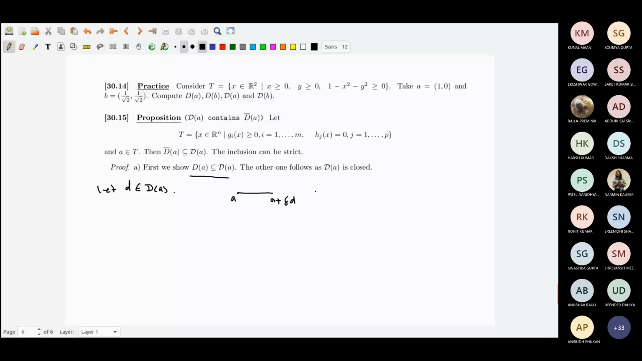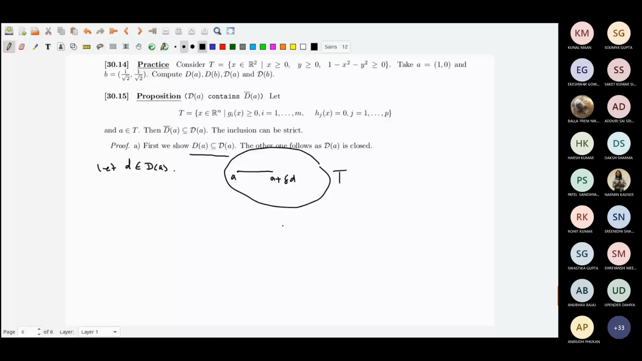And what do I want to show? Now I want to show that D belongs to the linearizing cone at A. That means whatever Gi constraints it is satisfying, grad Gi transpose D at A should be greater than or equal to 0 for all active ones, and grad Hj transpose D at A is equal to 0 for all j. That's what I want to show.